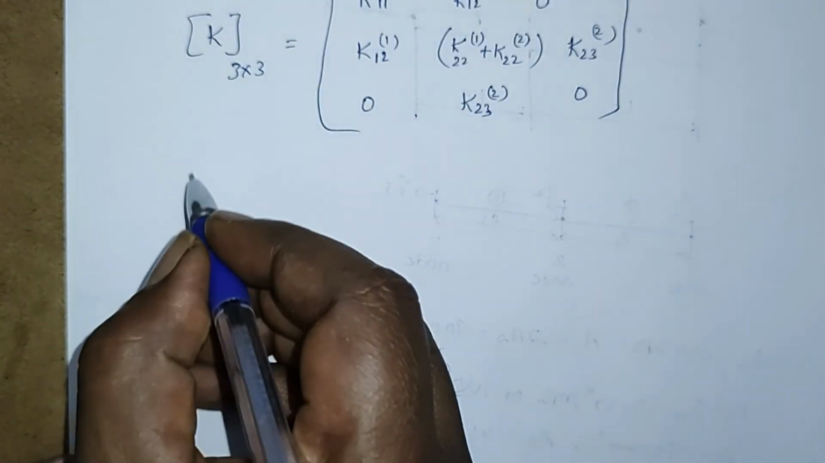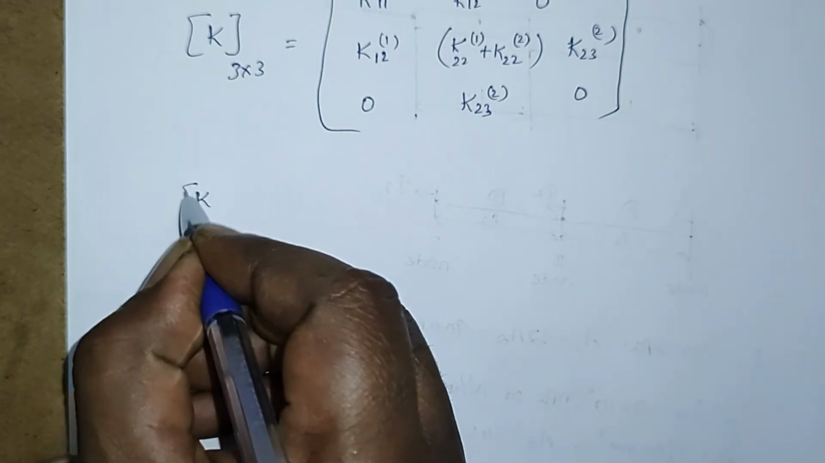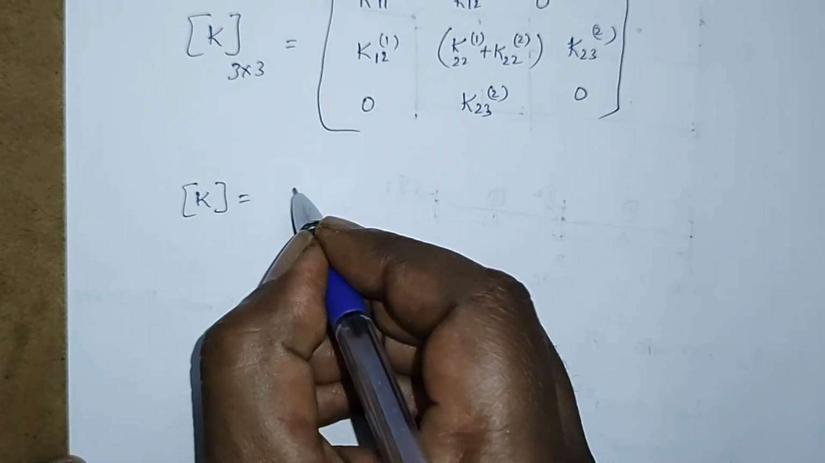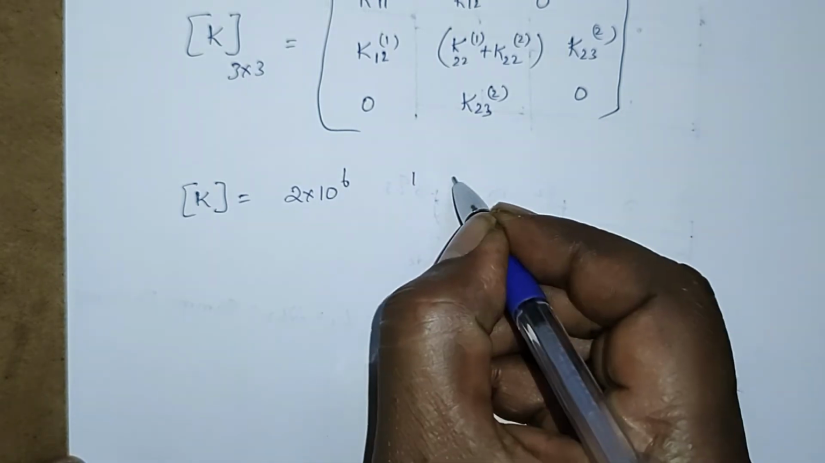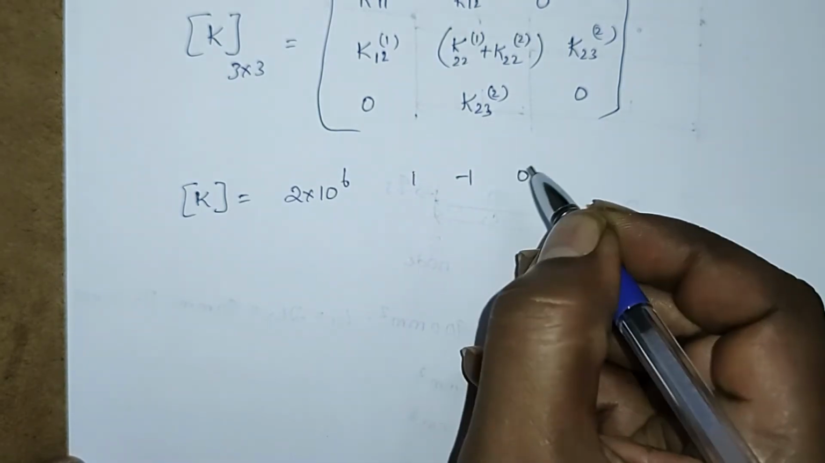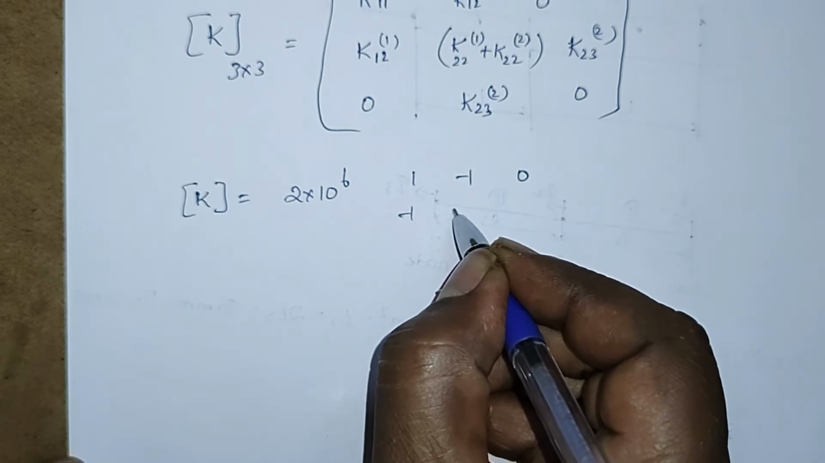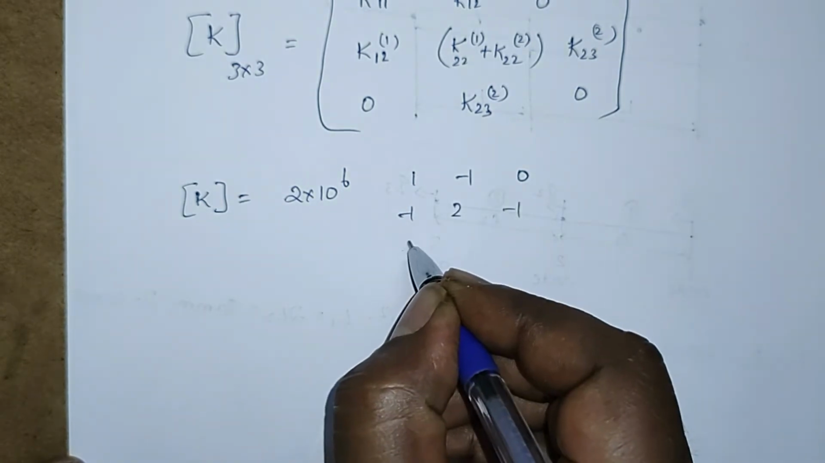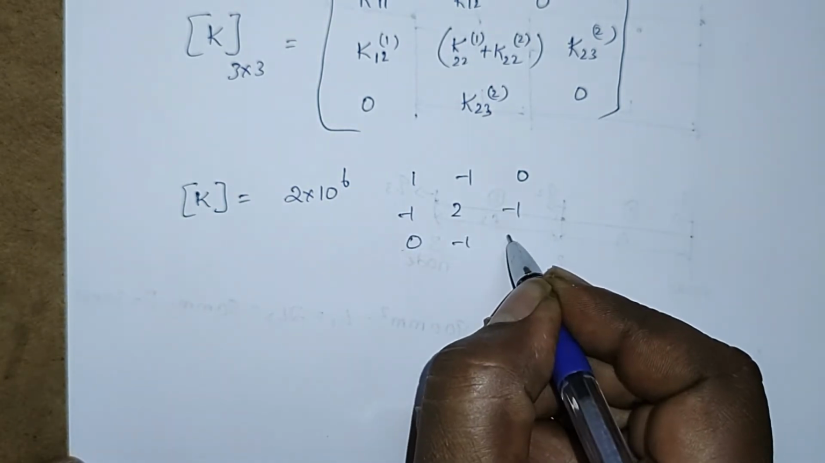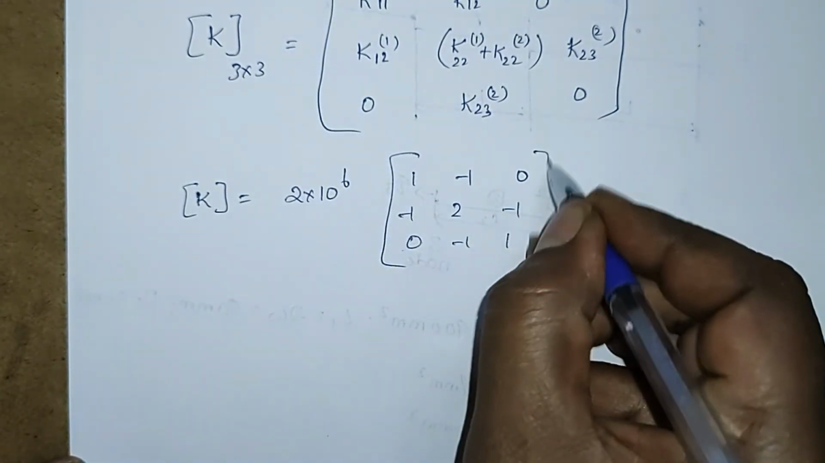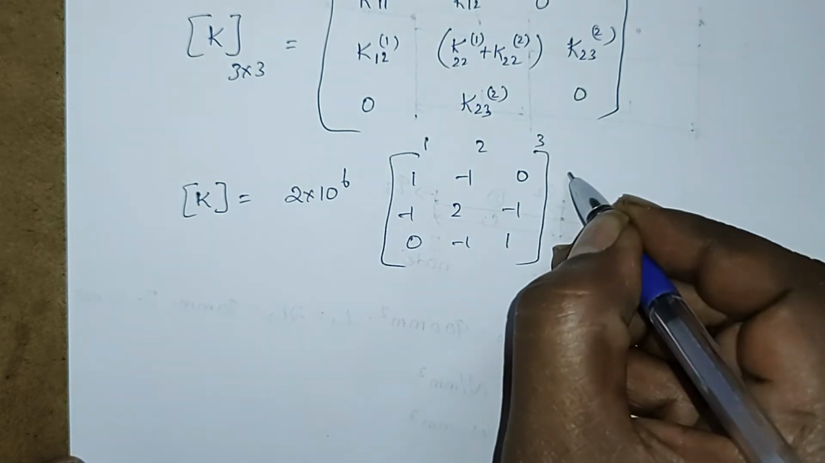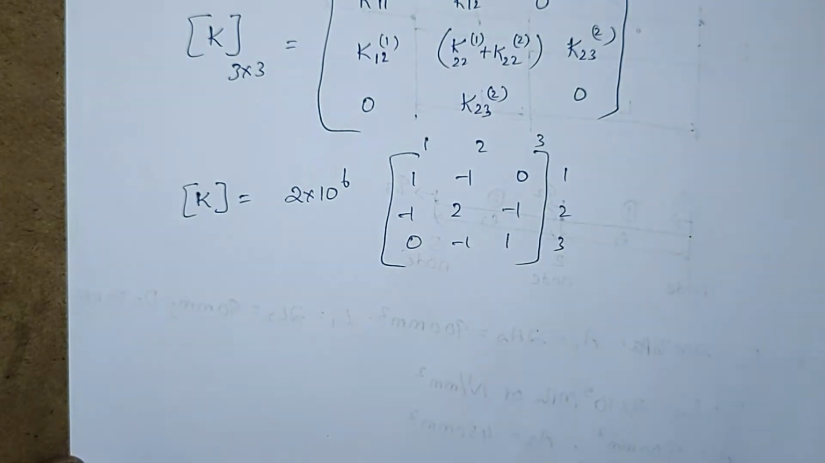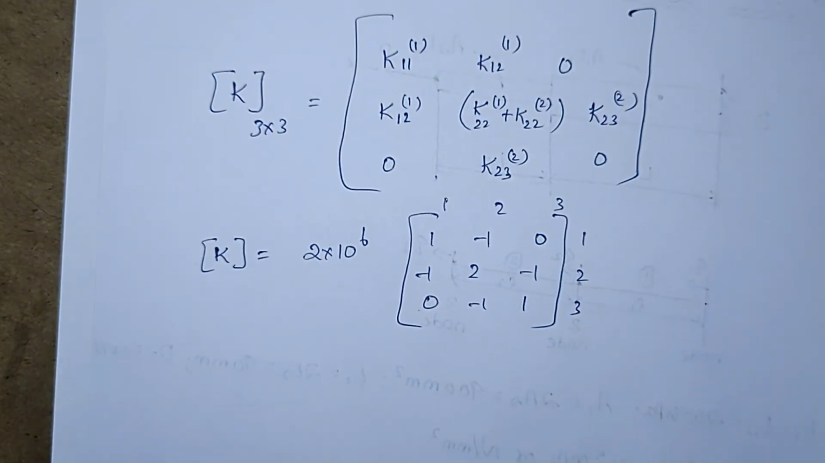So the global stiffness matrix K is equal to 2 into 10 to the power 6 times [1, -1, 0; -1, 2, -1; 0, -1, 1]. The size is 3 by 3, with rows 1, 2, 3 and columns 1, 2, 3. I know all of you want to see how we got this, so I'll show you how we got this matrix.